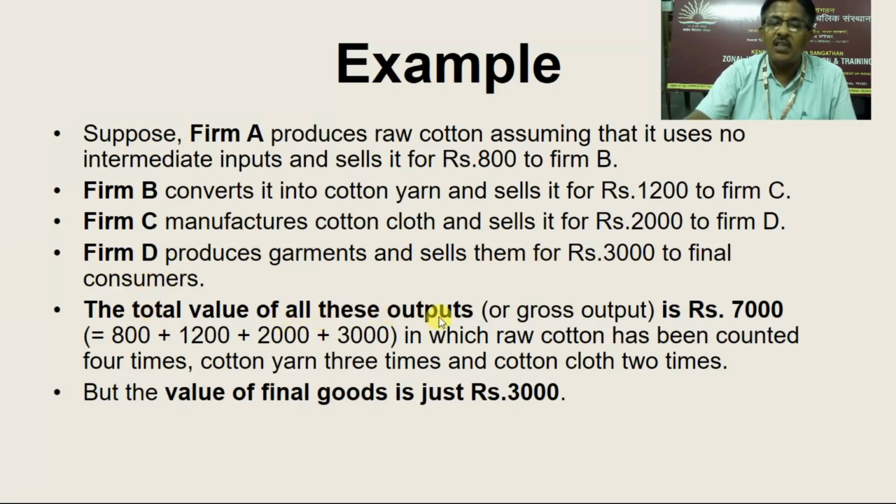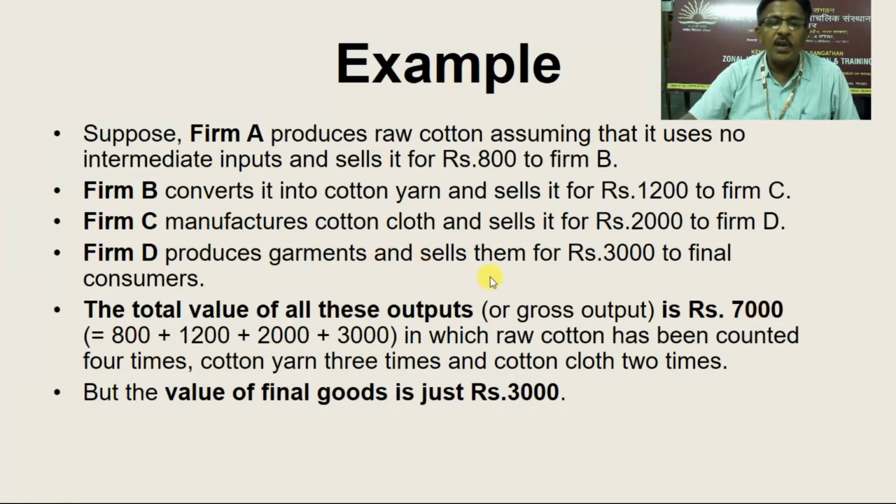The total value of all these outputs or gross output is rupees 7000. How is it? Now, this is 800, then 1200, then 2000, then 3000, in which raw cotton has been counted 4 times, cotton yarn 3 times, and cotton cloth 2 times. But the value of final goods is just rupees 3000. You see, the value of final good is 3000, whereas the value of all these outputs is more, because every individual farm treats its product as final product for itself. Therefore, in this way, if you count, the total value will be rupees 7000.